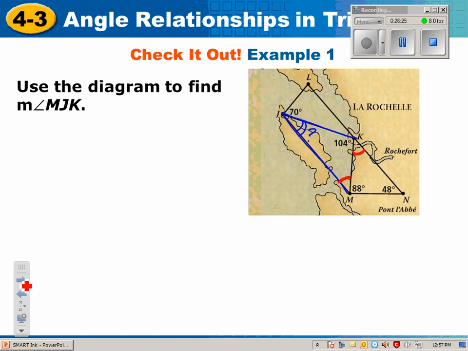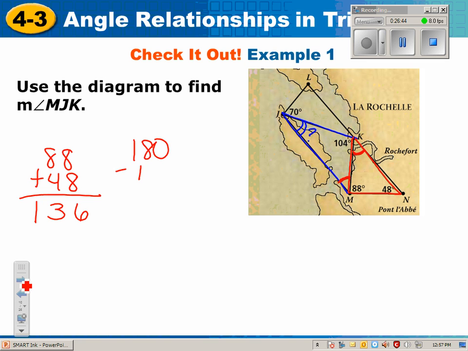So start by trying to find the red angle by using the red triangle here. What would I need to do? Add 88 plus 48, and what do you get? 136, and then do what with that? Subtract it from 180, and what do you get? 44, and that's the measure of this angle, as well as the one it's congruent to over here in the blue triangle. So now what do I do?